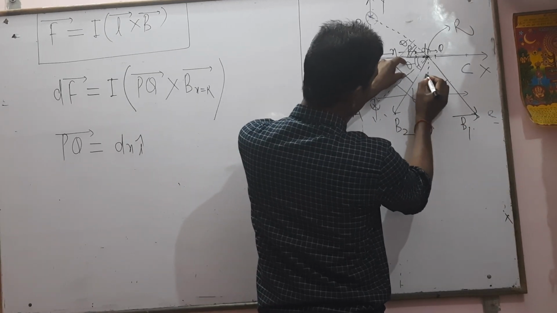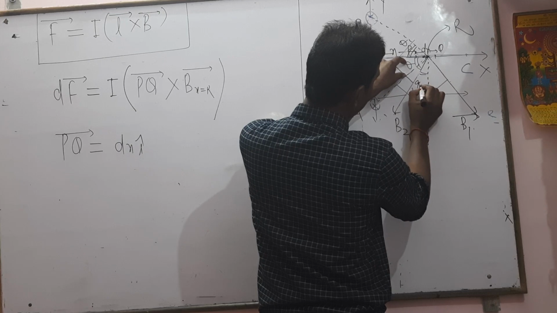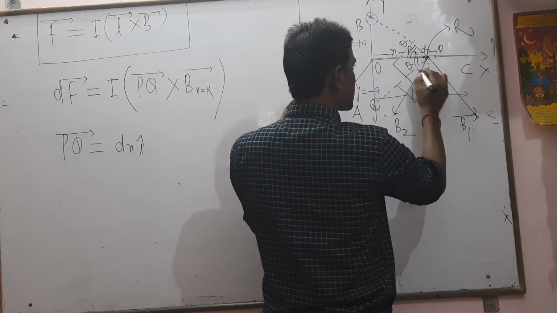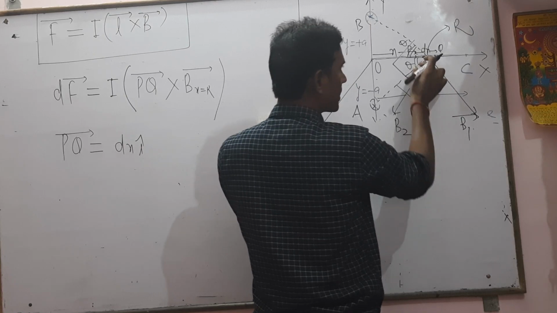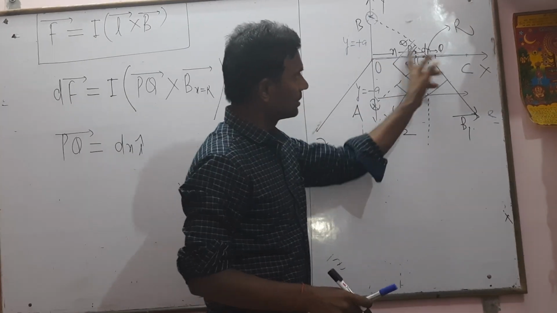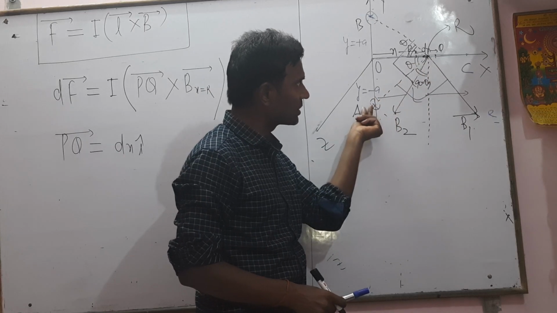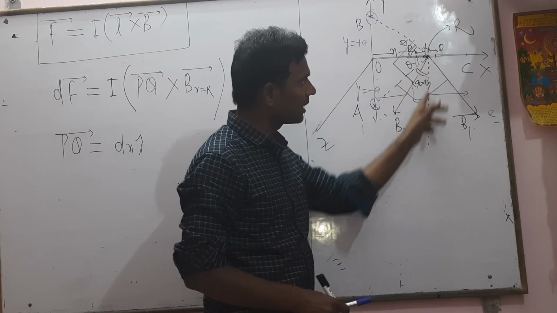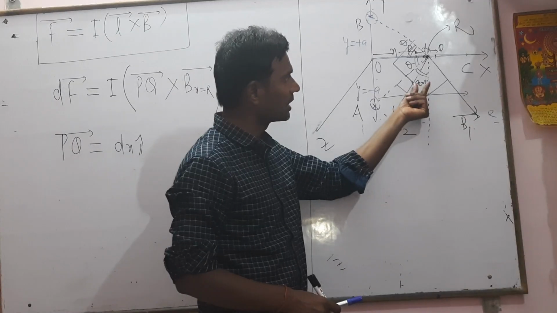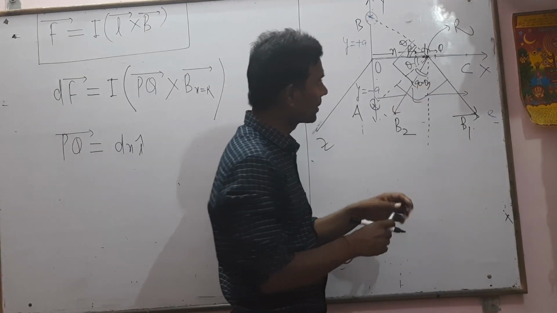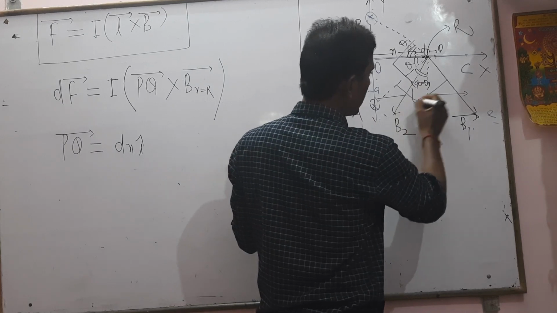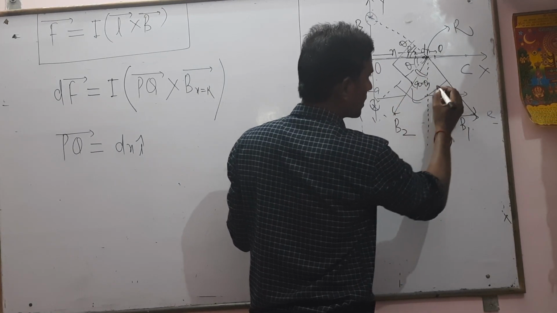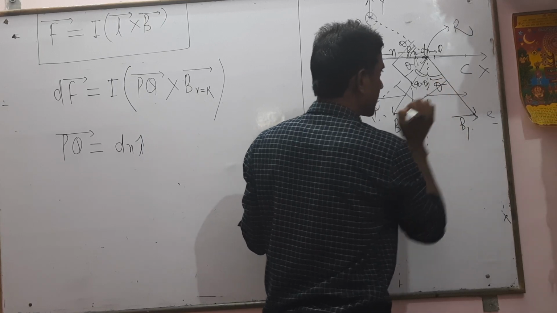This angle is theta, so this angle is what? 90 minus theta. Sorry, this angle is theta, so this whole angle equals 90 minus theta, because horizontal and vertical angles will be the same. So this angle is 90 minus theta. Also you can say the whole angle is 90, this angle is 90 minus theta, so 90 minus 90 minus theta, so this angle equals theta.